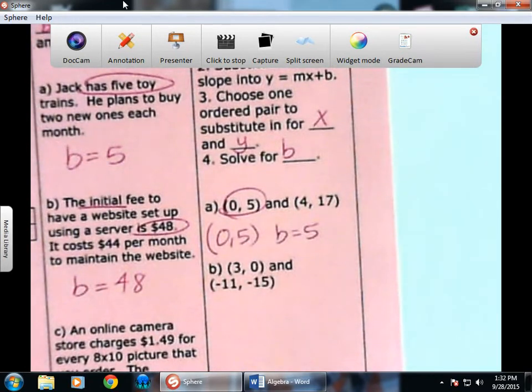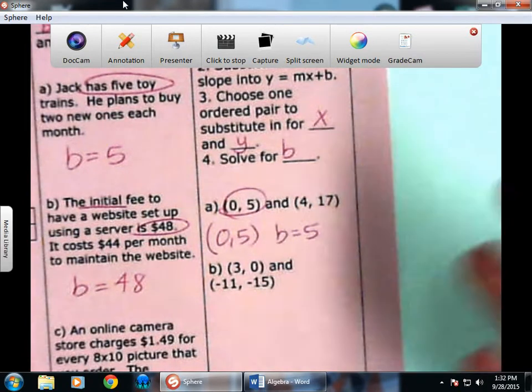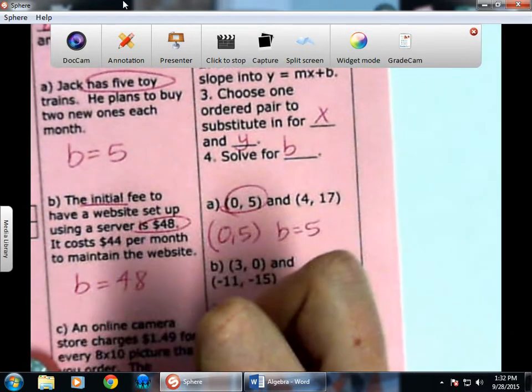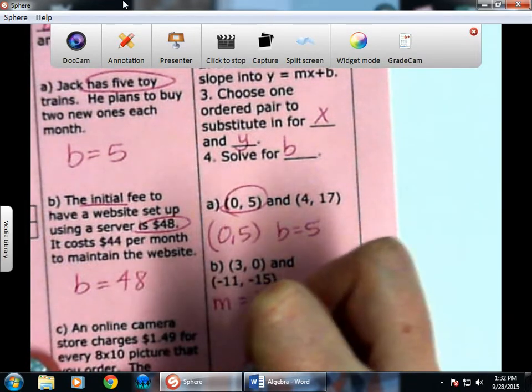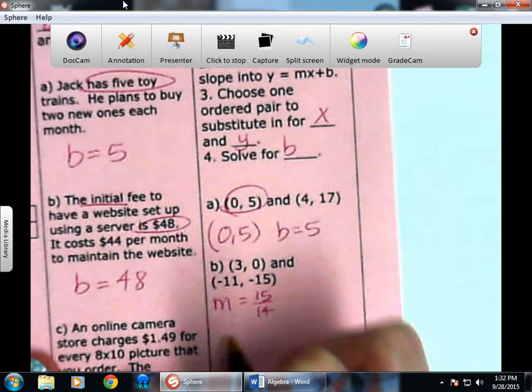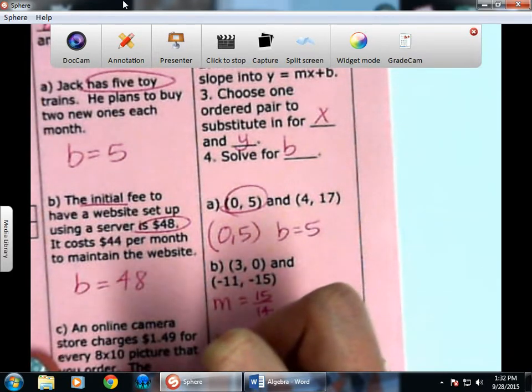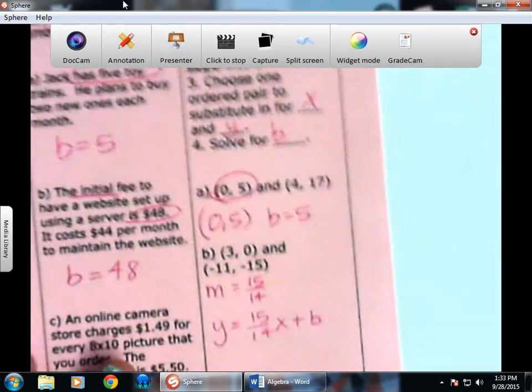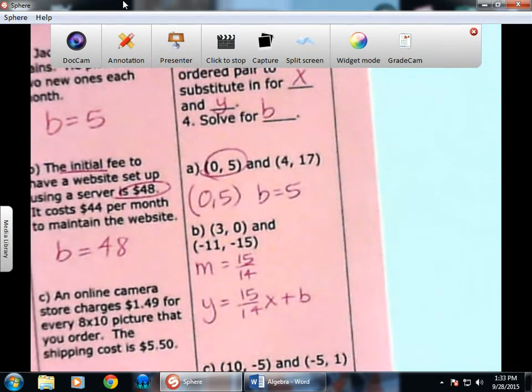But on example B, you're not given a y-intercept. You're given an x-intercept and another coordinate point. So what we have to do is calculate slope. Well, these 2 points, we already did slope on the other video, so I know that m is 15 over 14. So if I rewrite my equation as y equals 15/14 x plus b, that's what my equation should look like, but b should be a number.